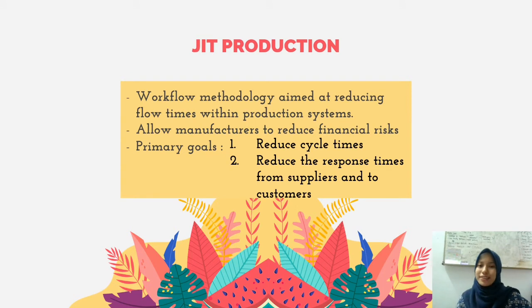Second type of JIT is JIT production. JIT production allows manufacturers to reduce financial risk since we know that they are producing in small batches. So the primary goals of JIT production are to reduce cycle times and to reduce response time from the supplier and to the customer.